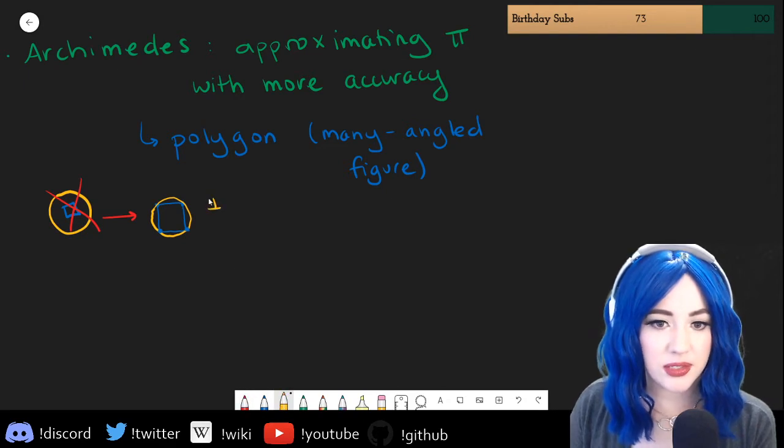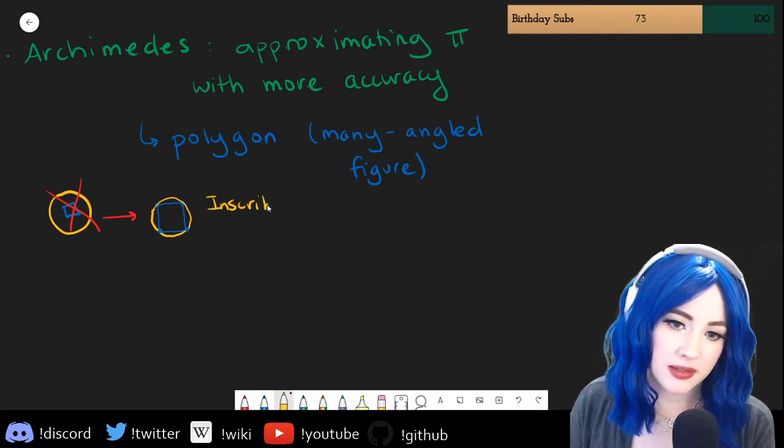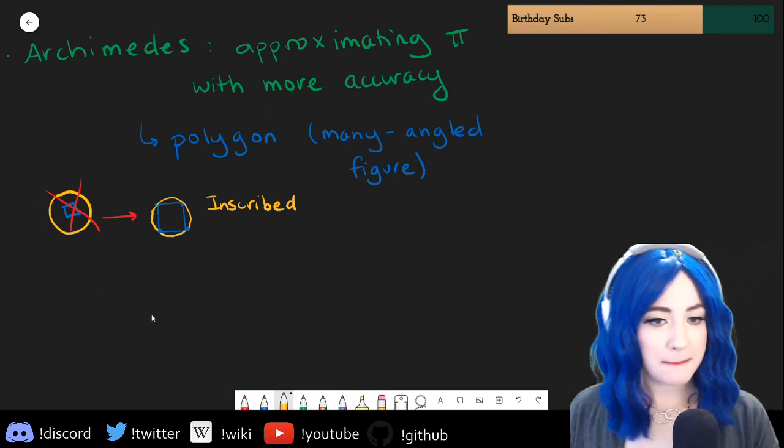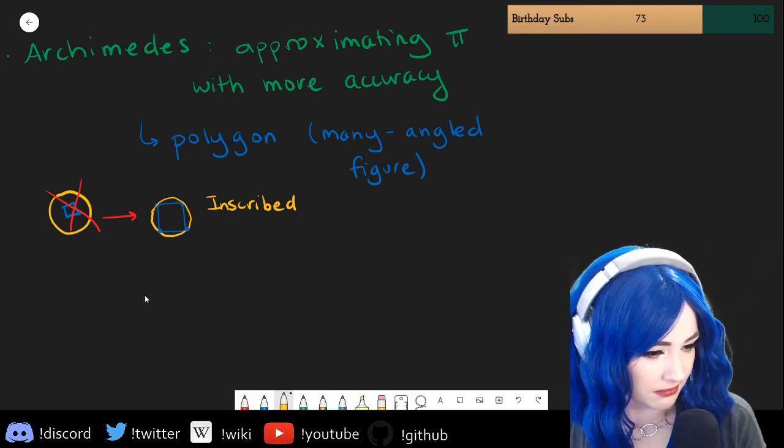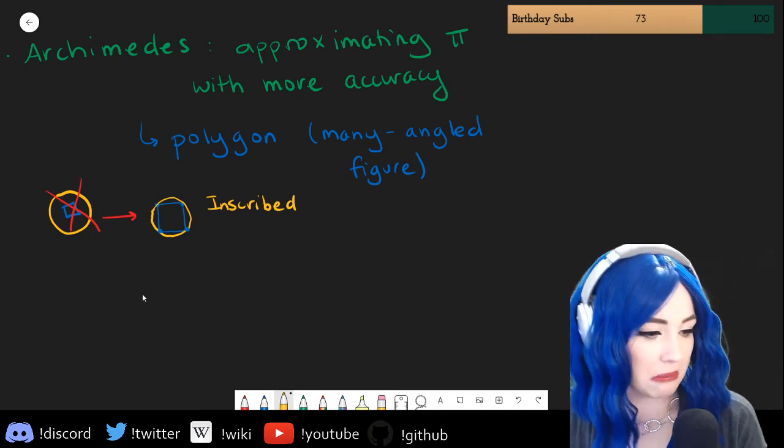So we have an inscribed polygon. And there is "plethora"? That's modern Greek. Okay.